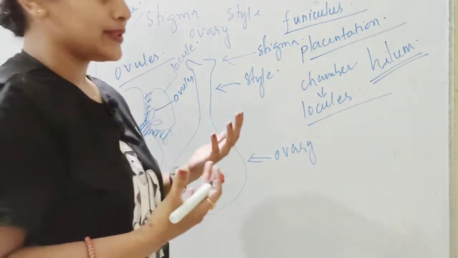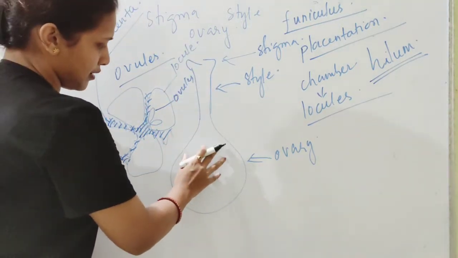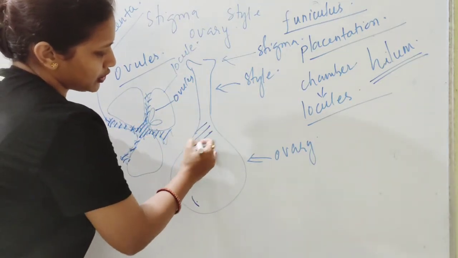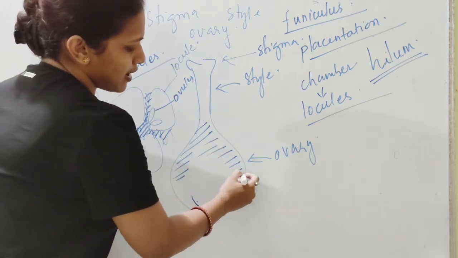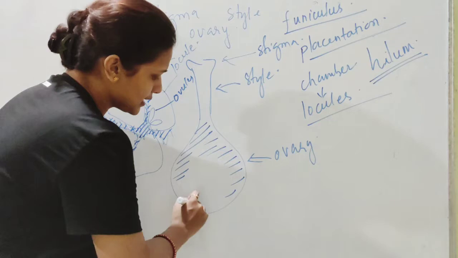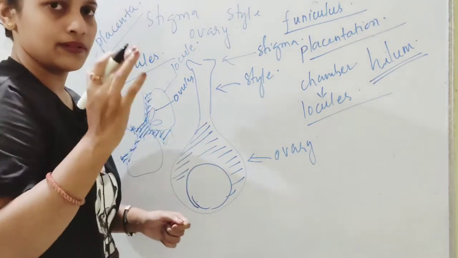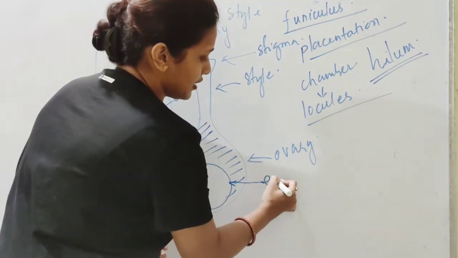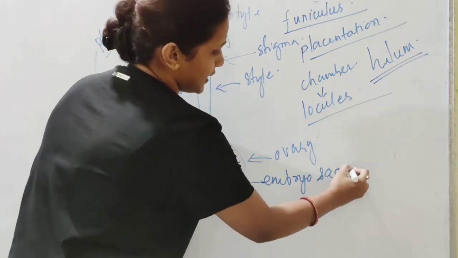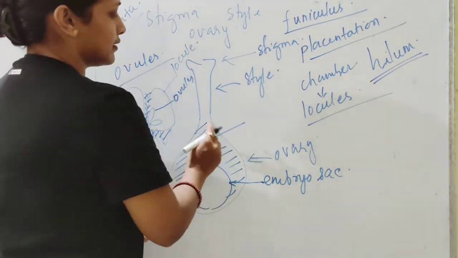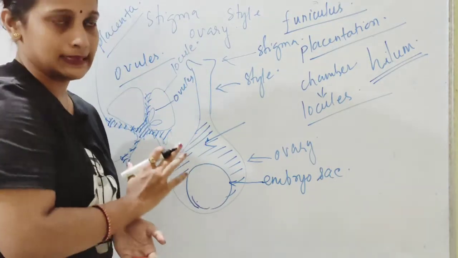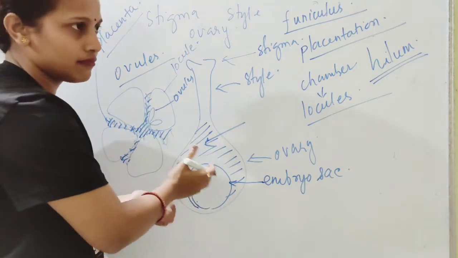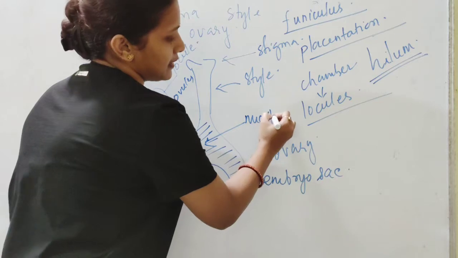Now what happens sometimes inside this ovary, when we are studying its structure, is that you find a major portion filled with a mass of highly nutritive tissue, and only a small part, the chamber where the ovule is placed. That is referred to as the embryo sac. The nutritive tissue present apart from the embryo sac is referred to as the nucellus.